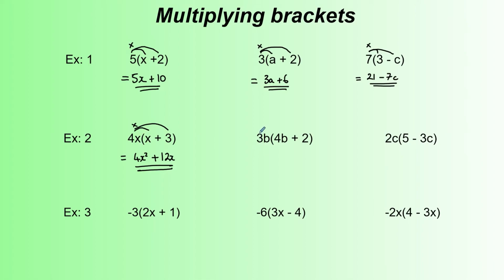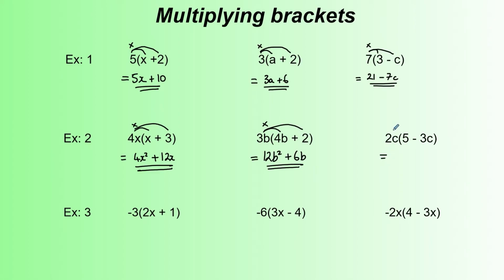Let's have a look at the same thing here. So second example, we've got 3b times 4b. 3 times 4 is 12, so 3b times 4b is going to be 12b squared. Plus sign in the middle. 3b times 2 would be 6b. And that's our final answer.